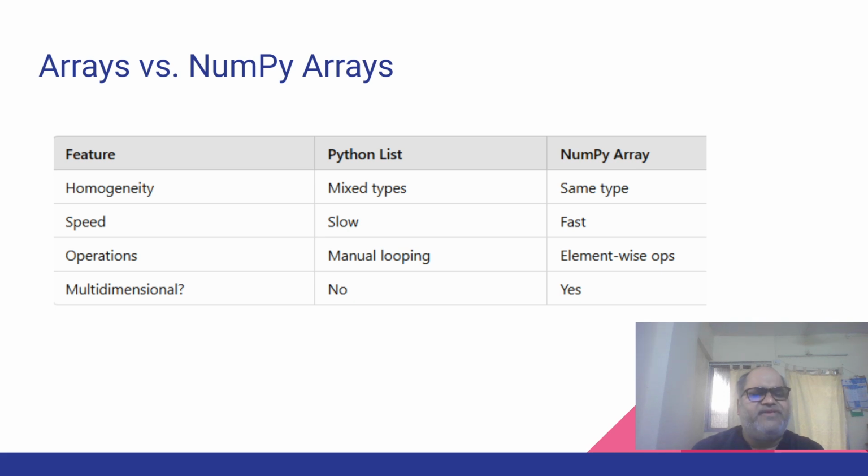For many of the operations around a list, we have to do manual looping. You have to write a for loop or while loop around the list, while NumPy arrays support element-wise operations by default. Multi-dimensional: list no, and NumPy array yes.